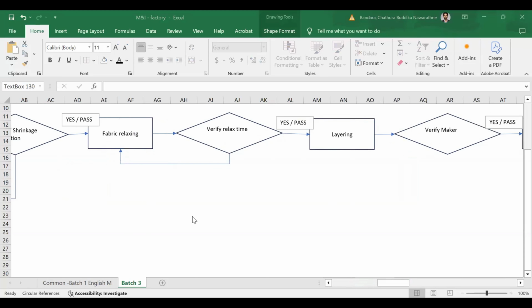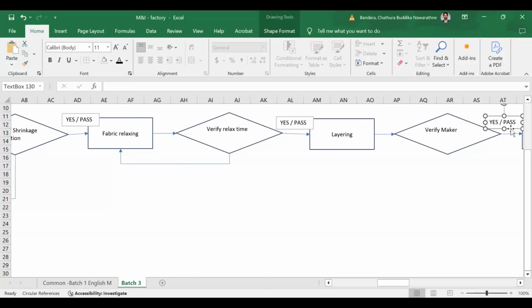Verify the marker. Normally, our process is: first, we verify the marker ratio, the length and the YY with the paper and the pattern. We will verify the pattern and the marker. Then we'll release to the cutting table.